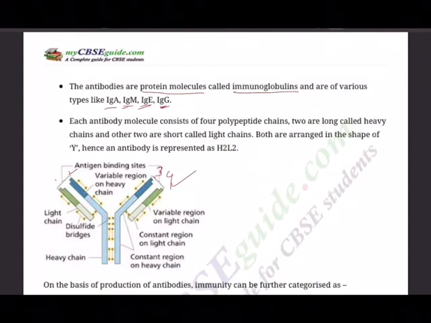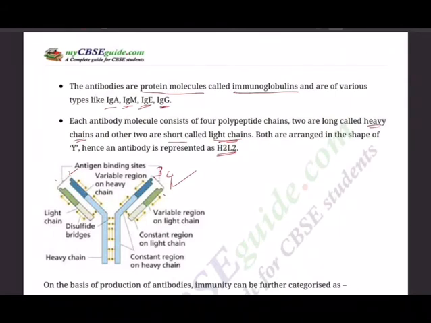2 are long, called heavy chains, and you can see 2 and 3, they are long, so they are heavy chains, and other 2 like 1 and 4 are short, they are called light chains. So you got 2 heavy chains and 2 light chains. Both are arranged in the shape of the alphabet Y. Hence, an antibody is represented as H2L2. H stands for heavy chains 2, L stands for light chains 2.